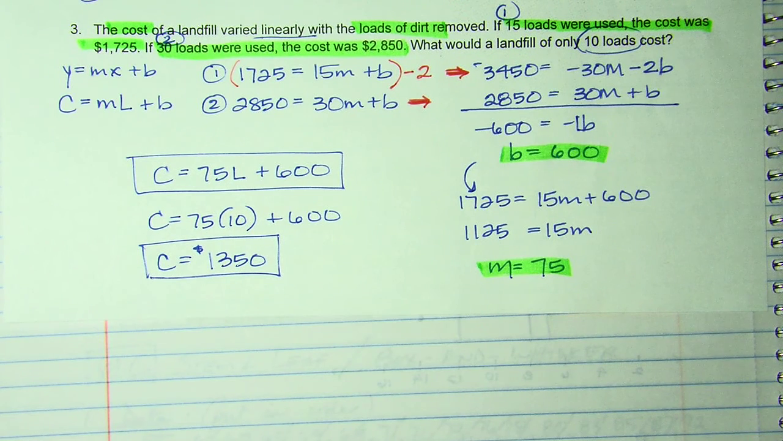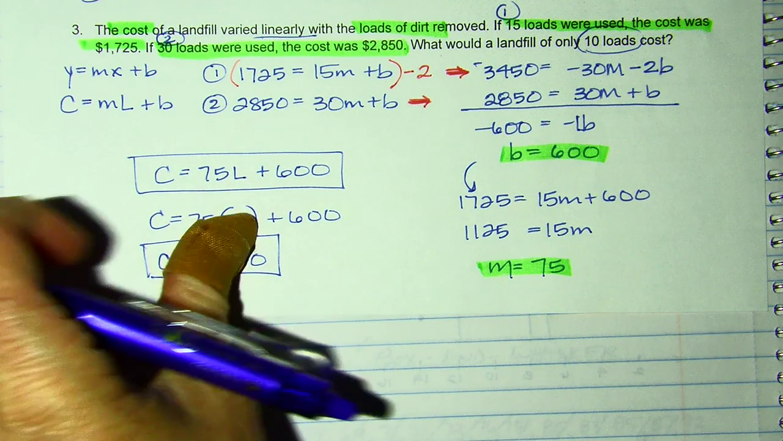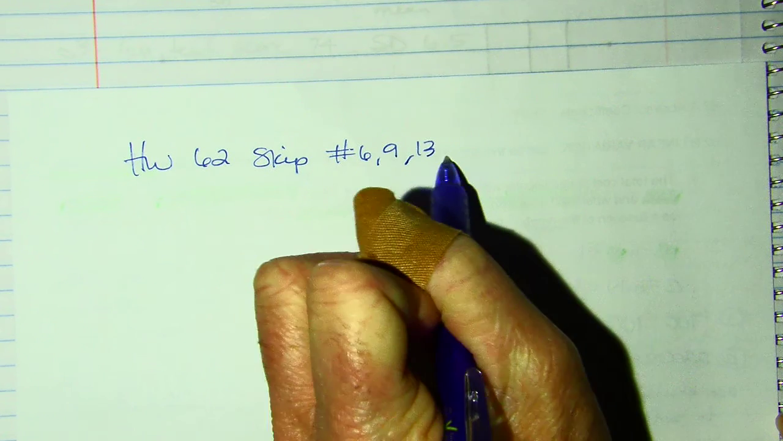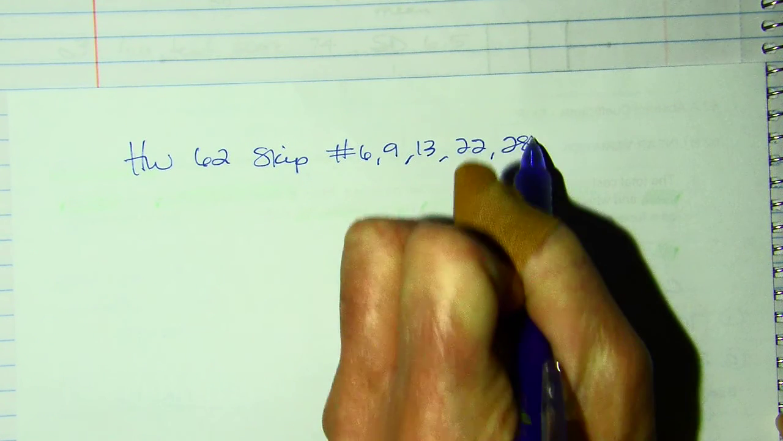There is not a second part. So on the back of this, I'll write the homework we are skipping. So for homework 62, skip numbers 6, 9, 13, 22, 28, and 30.